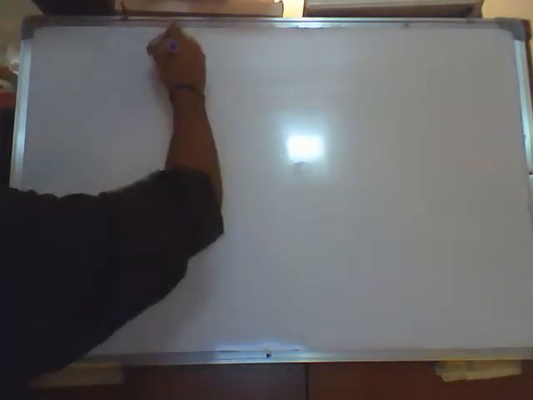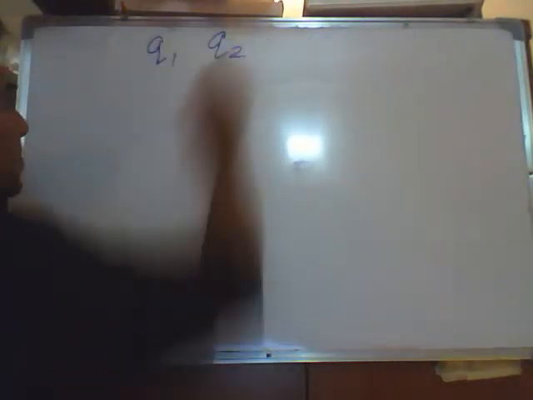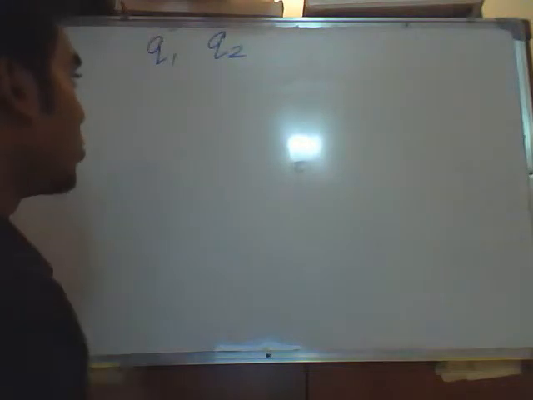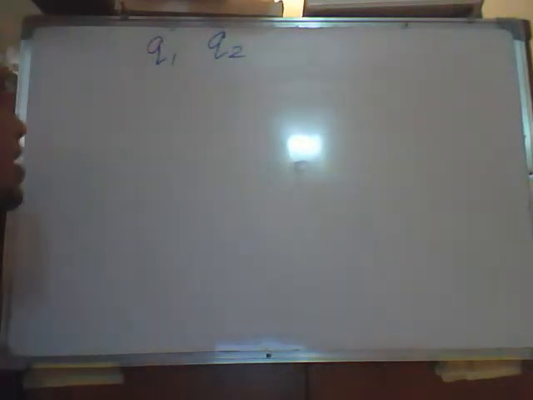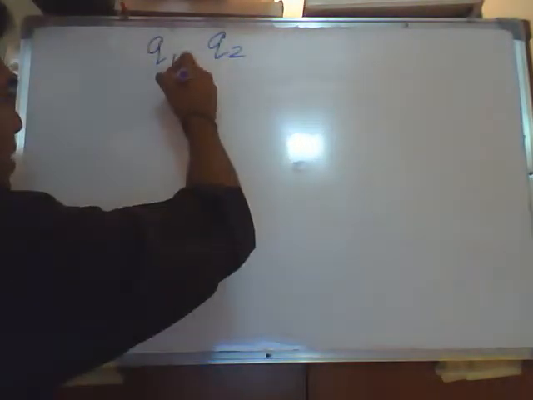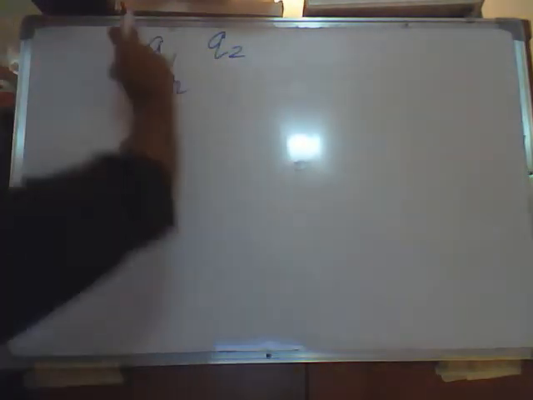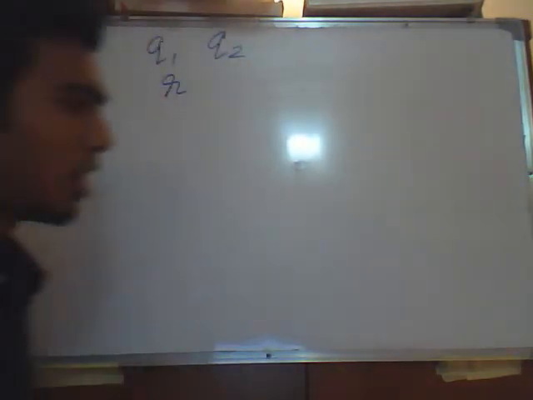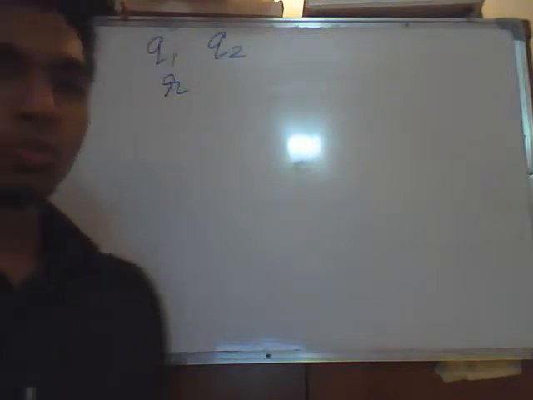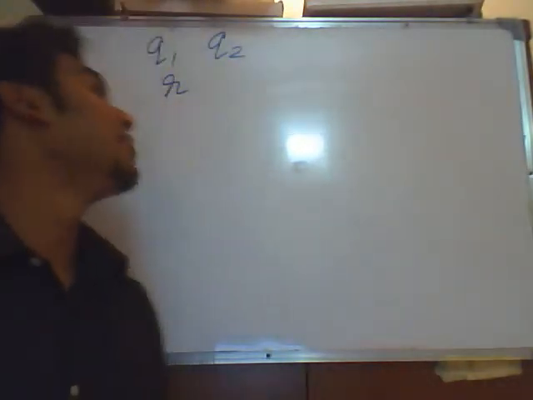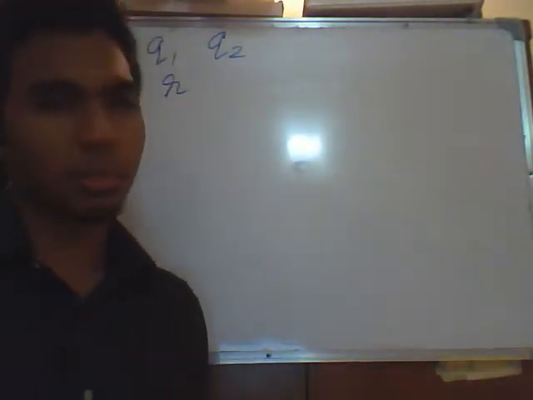They say, all right, you have two charges, Q1 and Q2. They'll start off by saying that you have two charges, Q1, Q2. Then they'll say the distance between them is R. So we have charge 1, charge 2, and distance R. Now the question is, what would happen if one of the charges is doubled?